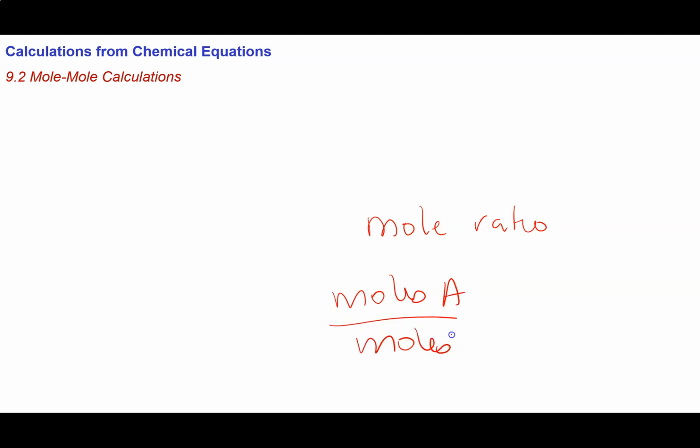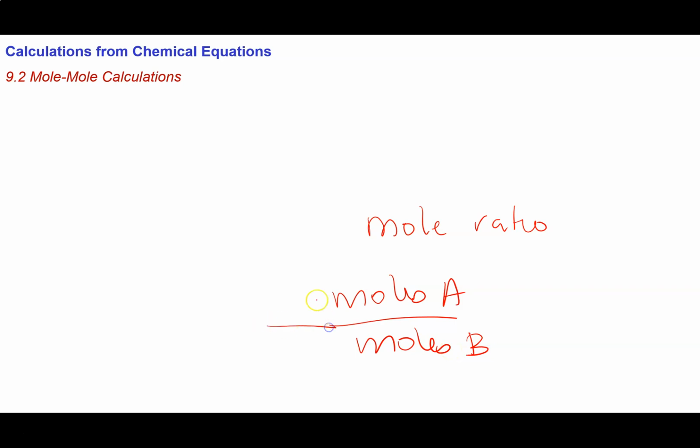So in section 9.2, we're going to focus on performing mole-to-mole calculations. And if you remember, the conversion factor we're going to need for doing these types of calculations is what we call the mole ratio. And what mole ratios look like are moles of one thing divided by moles of another.